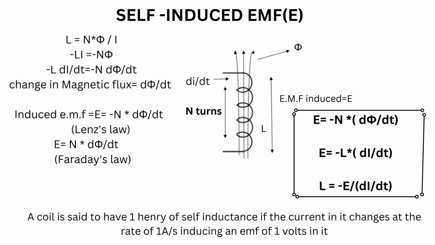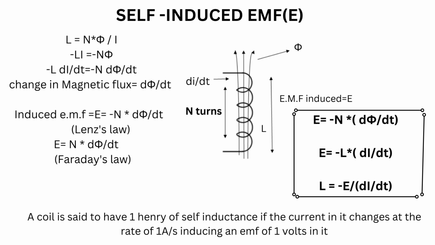Now, induced EMF E, from the formula, we can calculate the induced EMF from the self-inductance itself, minus L i equal to minus N phi, we know. And according to Faraday's law, E equal to number of turns into d phi by dt. And according to Lenz's law, induced EMF equal to minus N into d phi by dt, because the induced EMF opposes the current, and that's why the negative sign comes.